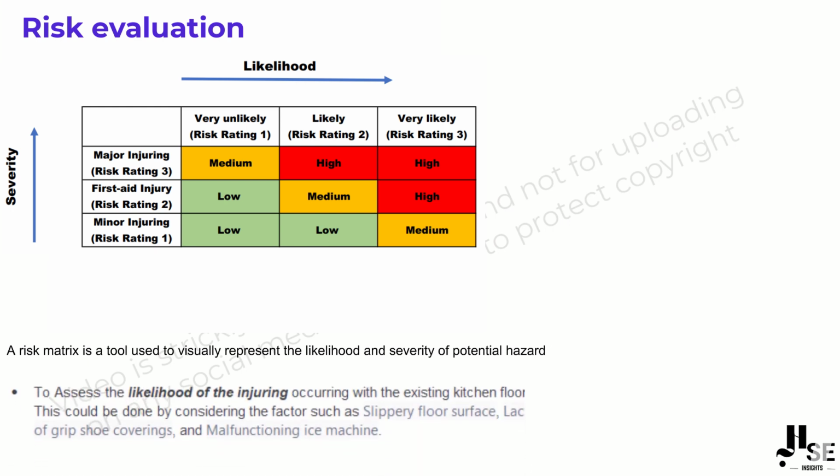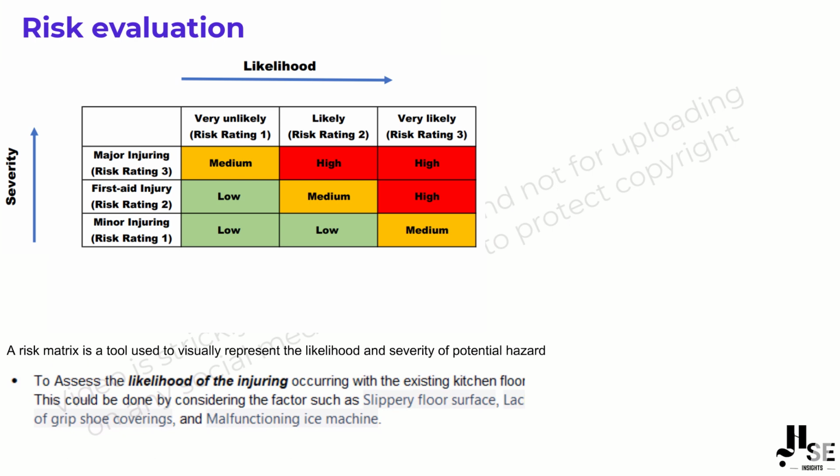Number 1. To assess the likelihood of the injury occurring with the existing kitchen floor, this could be done by considering factors such as slippery floor surface, lack of grip shoe coverings, and malfunctioning ice machine. Likelihood in this case is equal to very likely, risk rating 3.